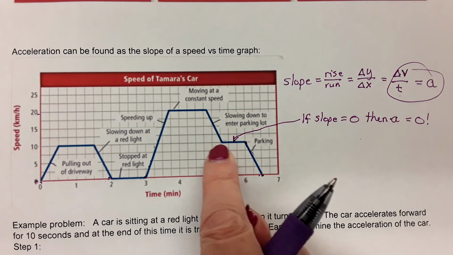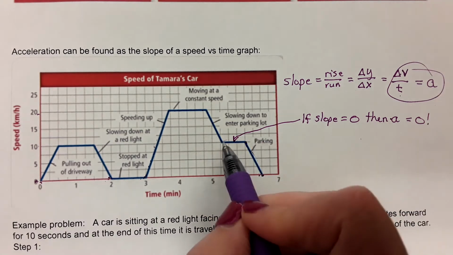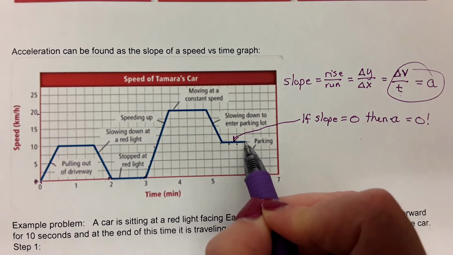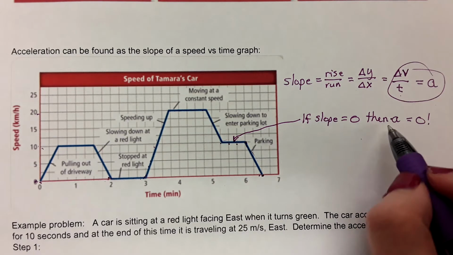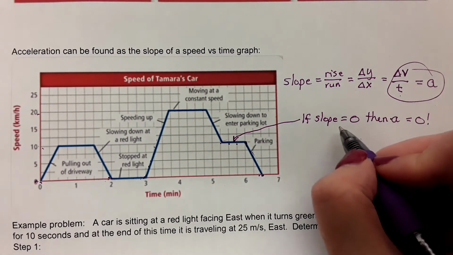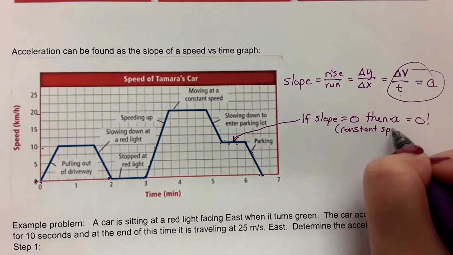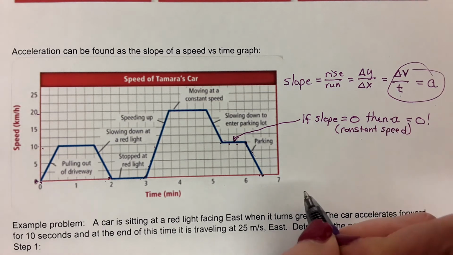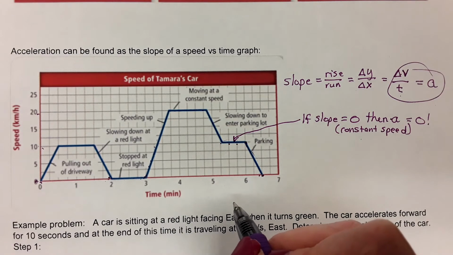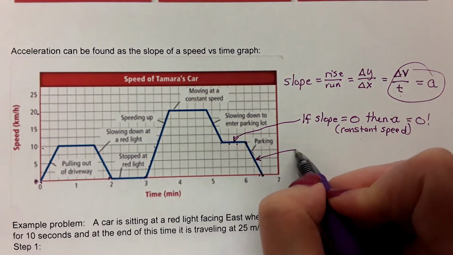Okay? Because notice it stays a constant value from this point to this point to this point to this point. It's all 10 meters per second. So it's constant. All right? You have constant speed, no acceleration. Now, let's look at this piece right here.